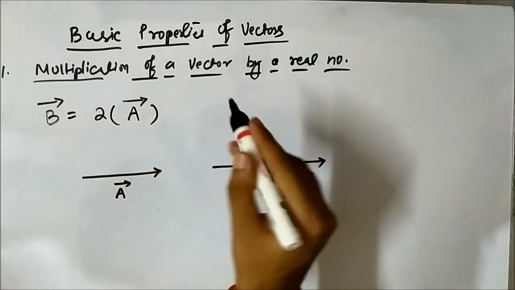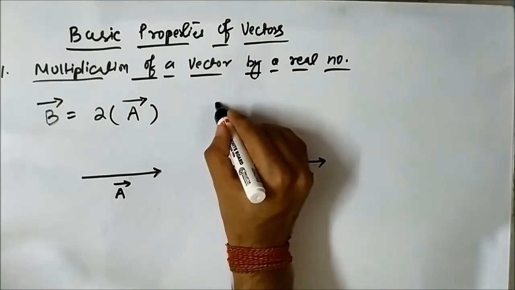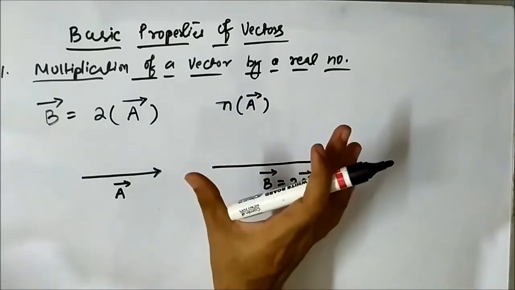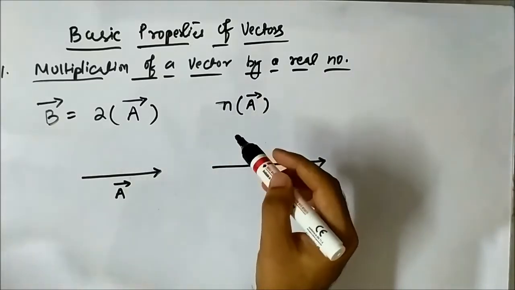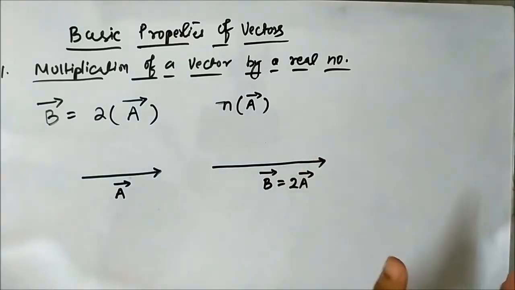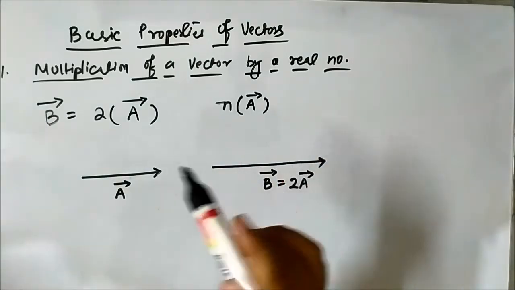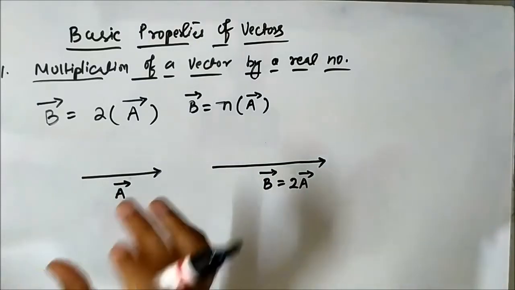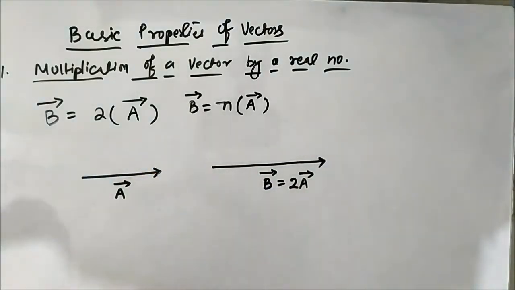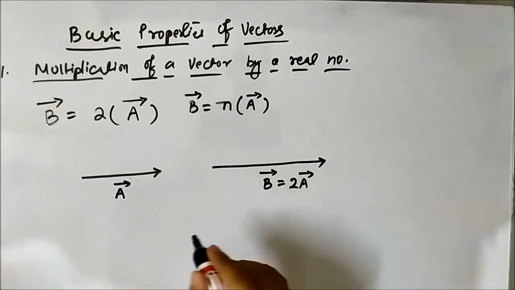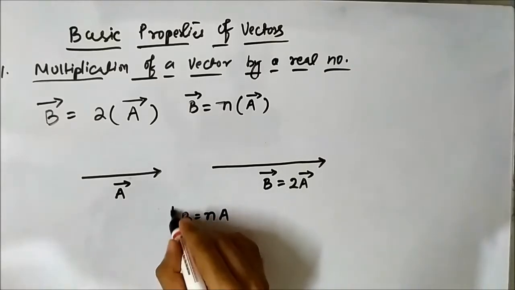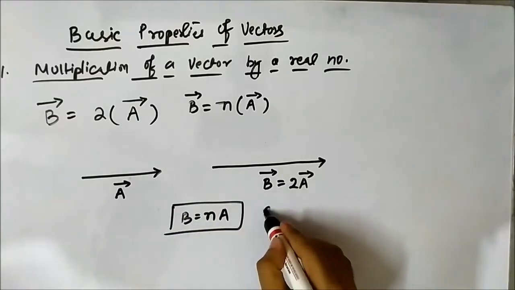In general, if we multiply any real number n with a vector, then the magnitude will be multiplied n times, but the direction will stay the same. The direction of B vector and A vector will stay the same, only the magnitude will get multiplied. The direction will remain unchanged, the magnitude of B will get multiplied n times. Direction will remain unchanged, same direction.